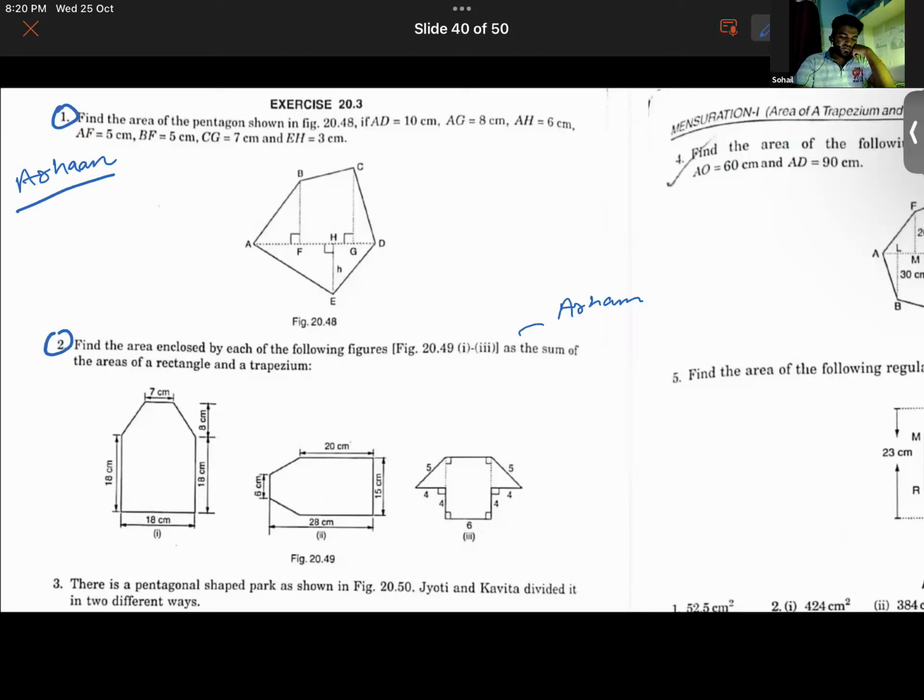Right now we are discussing 2D figures only. In the next class or the next topic, we'll be discussing the volume of cube and cuboid. Yes, sir. And cylinder. And cylinder as well. Okay. What is the volume of a cylinder? What is the formula required to find it? Pi r square h. Pi r square h. Yes, very good.